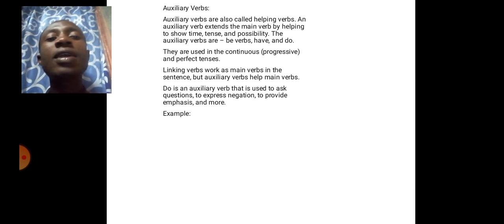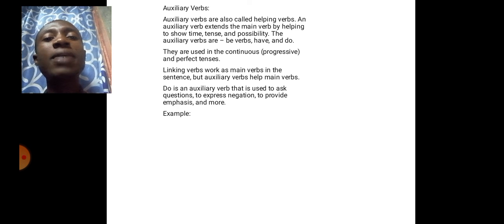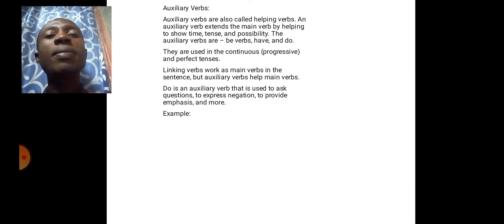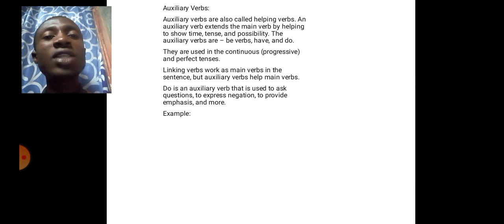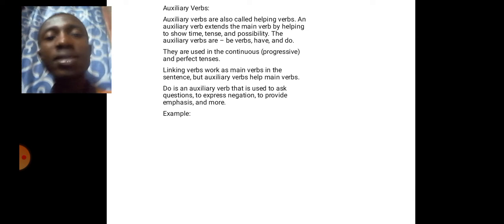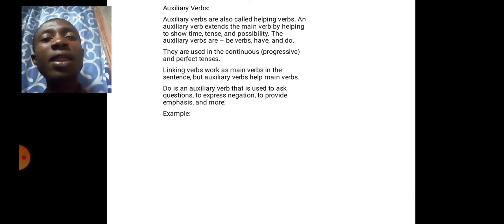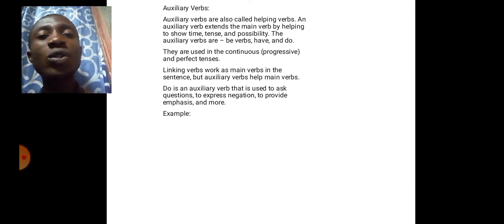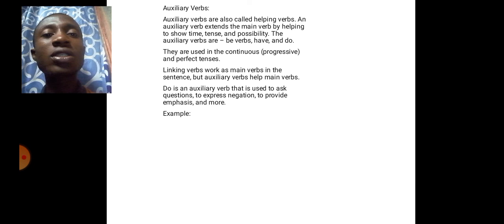But here, I'm going to limit my explanations to modal auxiliary verbs. There are two types of auxiliary verbs. They are primary auxiliary verbs and modal auxiliary verbs.